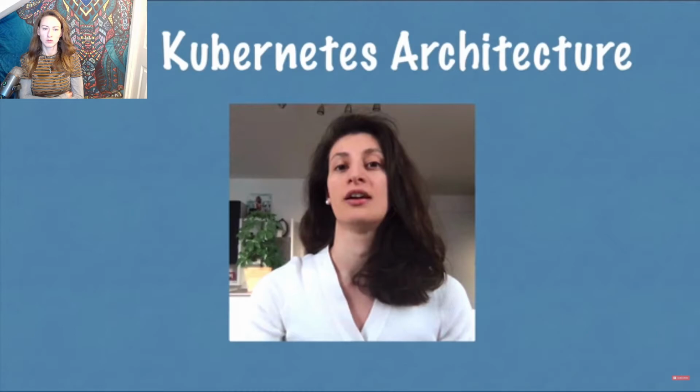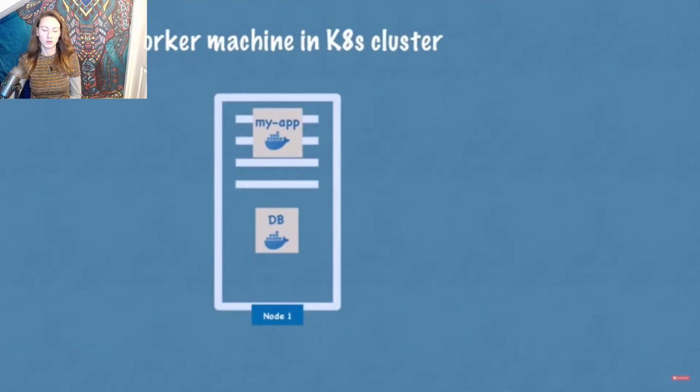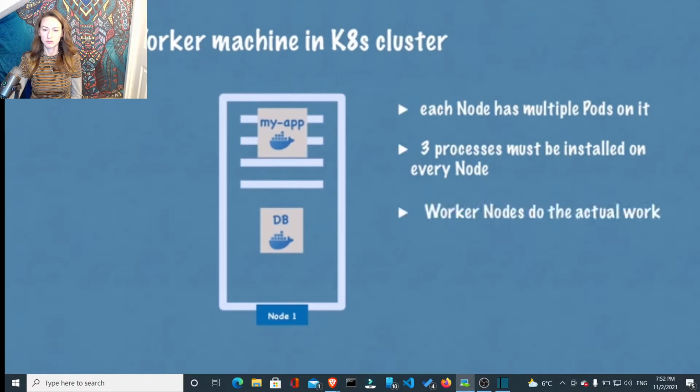And we're going to start with this basic setup of one node with two application pods running on it. So one of the main components of Kubernetes architecture are its worker servers or nodes. And each node will have multiple application pods with containers running on that node. And the way Kubernetes does it is using 3 processes that must be installed on every node that are used to schedule and manage those pods. So nodes are the cluster servers that actually do the work. That's why sometimes also called worker nodes.